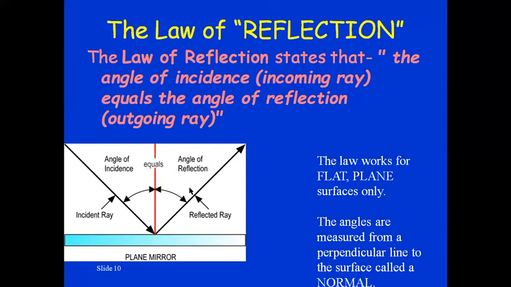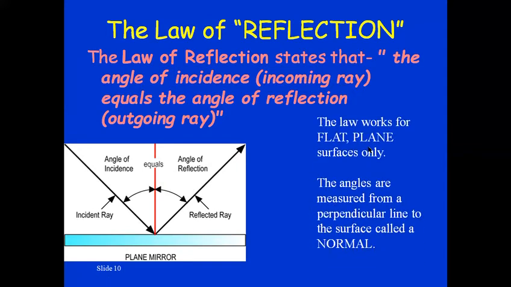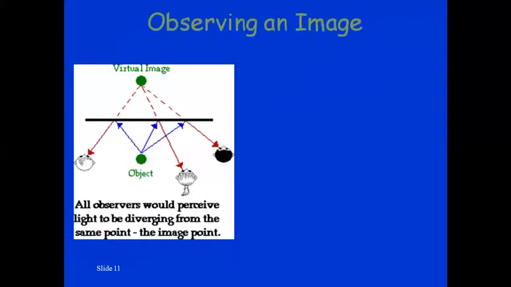So then the law works for flat and plane surfaces only. It is not going to work for the rough surfaces for all the rays of light. Okay? And angles are measured from a perpendicular line to the surface called a normal. This is the normal. So the next one, how we can view the image.